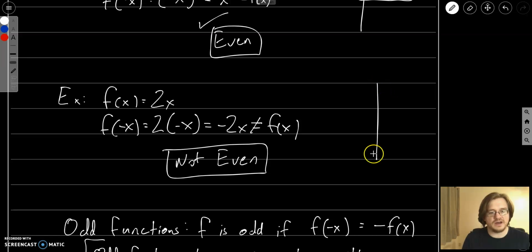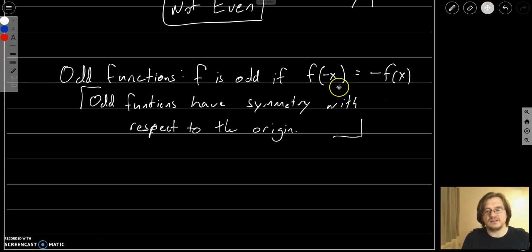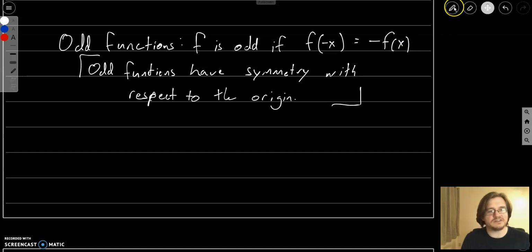And if we were to graph 2x, 2x is a linear equation, linear polynomial. So we get a linear line. It should pass through the origin, if I can draw correctly. But if we flip this over the y-axis, we're not going to get something that looks right. This is an increasing function. If we flip this over, we'll get a decreasing function. So this is not even. The next type of function, as you might expect, if we have even functions, we'll have odd functions. And odd functions are functions with symmetry with respect to the origin.